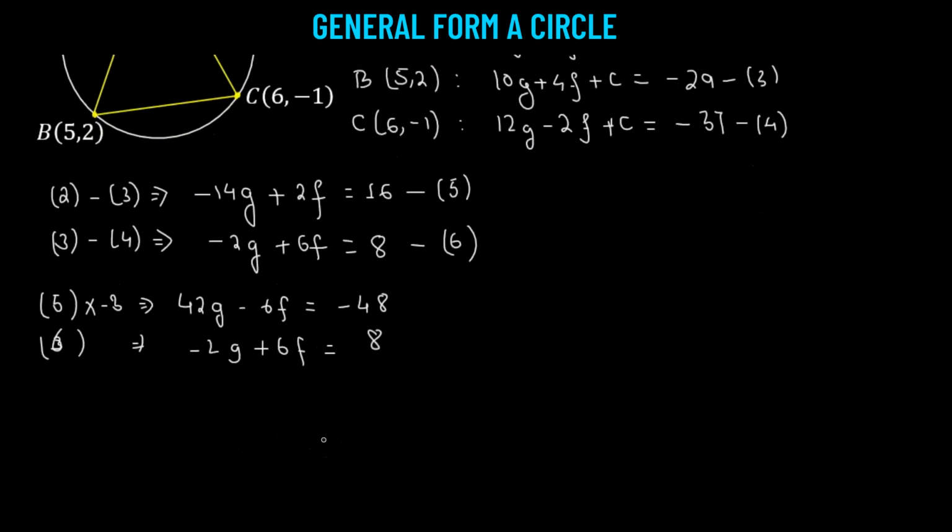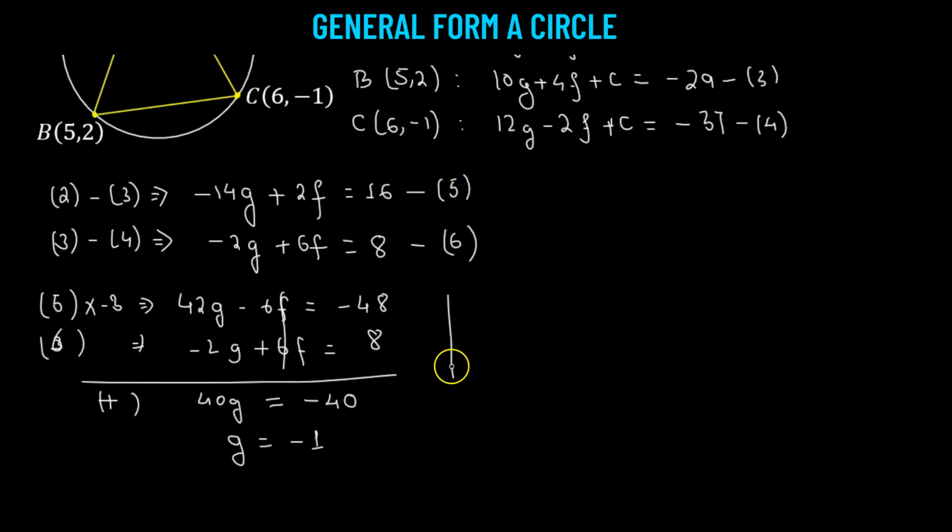Fine. So solving this, we're going to add the two equations. Adding the two equations, we have 42g minus 2g, so that's 40g. -6f and +6f cancel out. Then we have -48 plus 8, so that's -40. So solving for g, we get the g value as -1. Now, we will substitute g equals -1 in either equation 5 or 6 to obtain the value of f. So let's pick equation number 6.